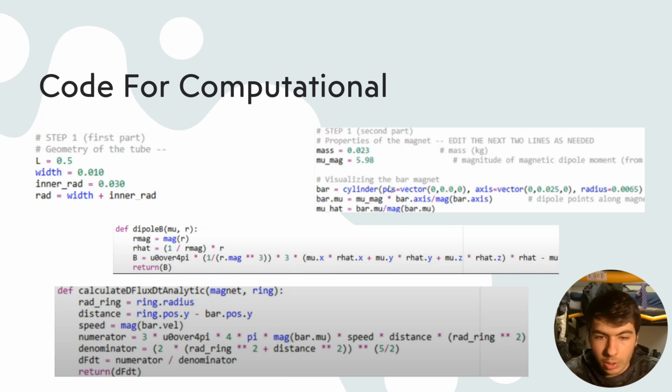Then we visualize the bar magnet by making a cylinder, and then we define the dipole of B as a function. You can see that there, R mag, R hat, and then use B, Biot-Savart law for that calculation of B. And then we define, calculate dflux dt analytic, and you can just kind of read that over there as I'm talking. But we calculate the speed, distance, and the radius of the ring, and then calculate numerator, denominator, and dflux dt is just going to be those two divided.